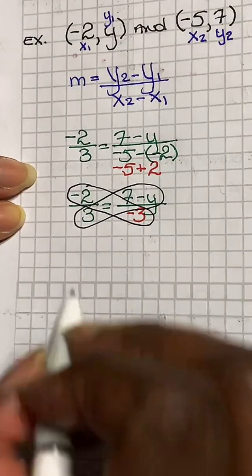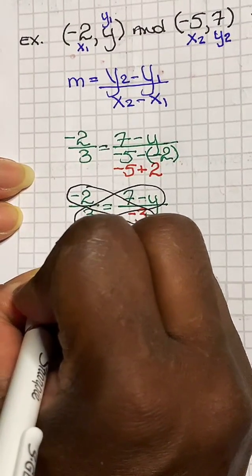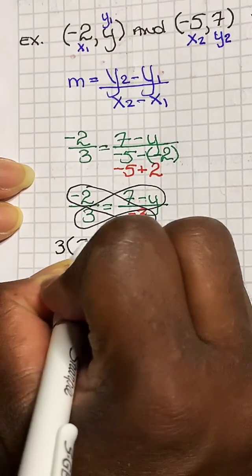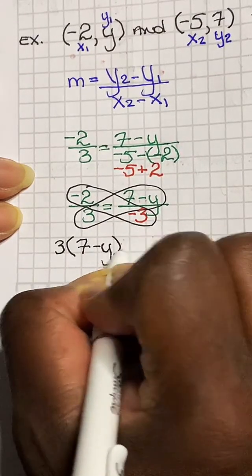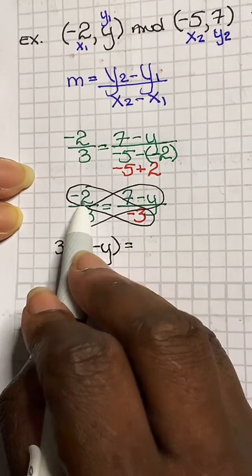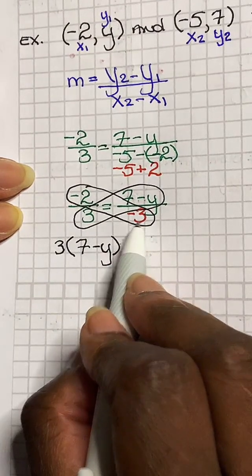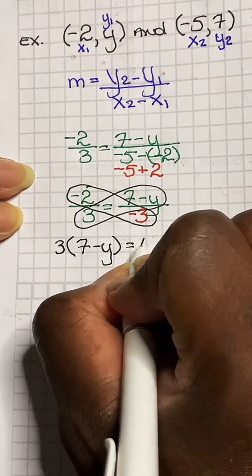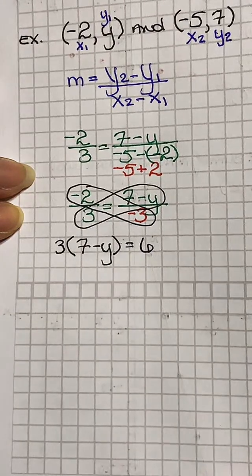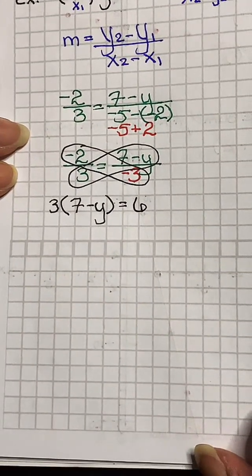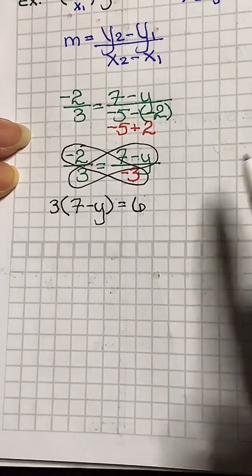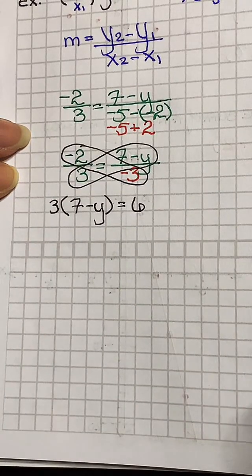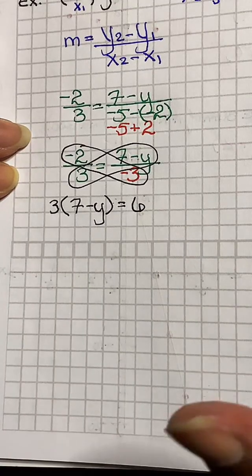So this is what it looks like. It's 3 times 7 minus y equals negative 2 times negative 3. That'll give me a positive 6. Okay, and I'll show you another way that I can do this. Let me finish this thought, and then I'll show you the other way. Then you pick which way works for you.